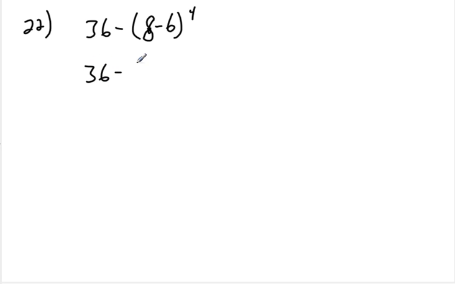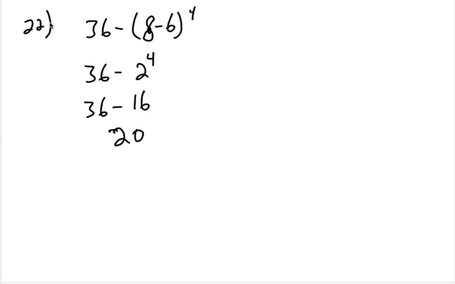All right, let's try 22. 36 minus 8 minus 6 to the 4th. That's an 8. Parentheses come before exponents, so we're going to do 36 minus 2 to the 4th. And exponents come before subtraction, so we're going to do 36 minus 2, 4, 8, 16. And then 36 minus 16 is 20.